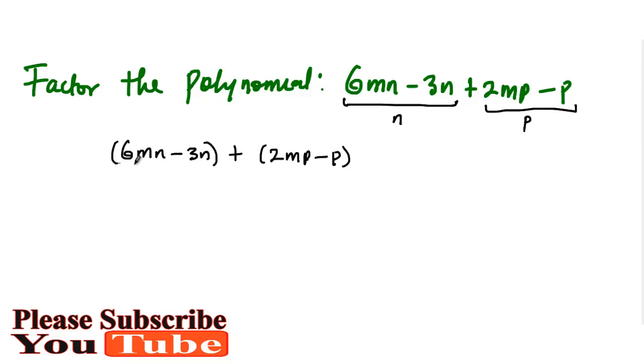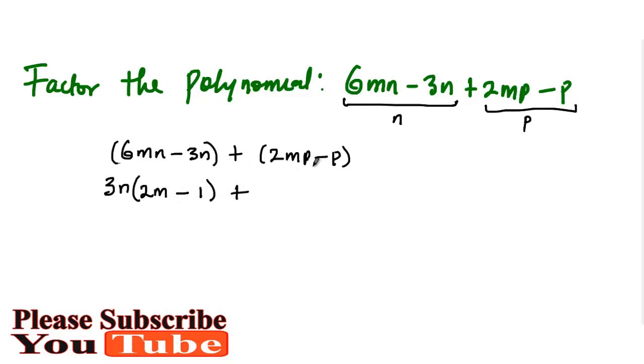We can actually use 3 and n to factor this. So this one will give us 3n into bracket. What can we multiply 3n by that will give us 6mn? That is 2m. Then minus what? That is 1. Okay, then plus, if you look at these two, what can we use to factor this?